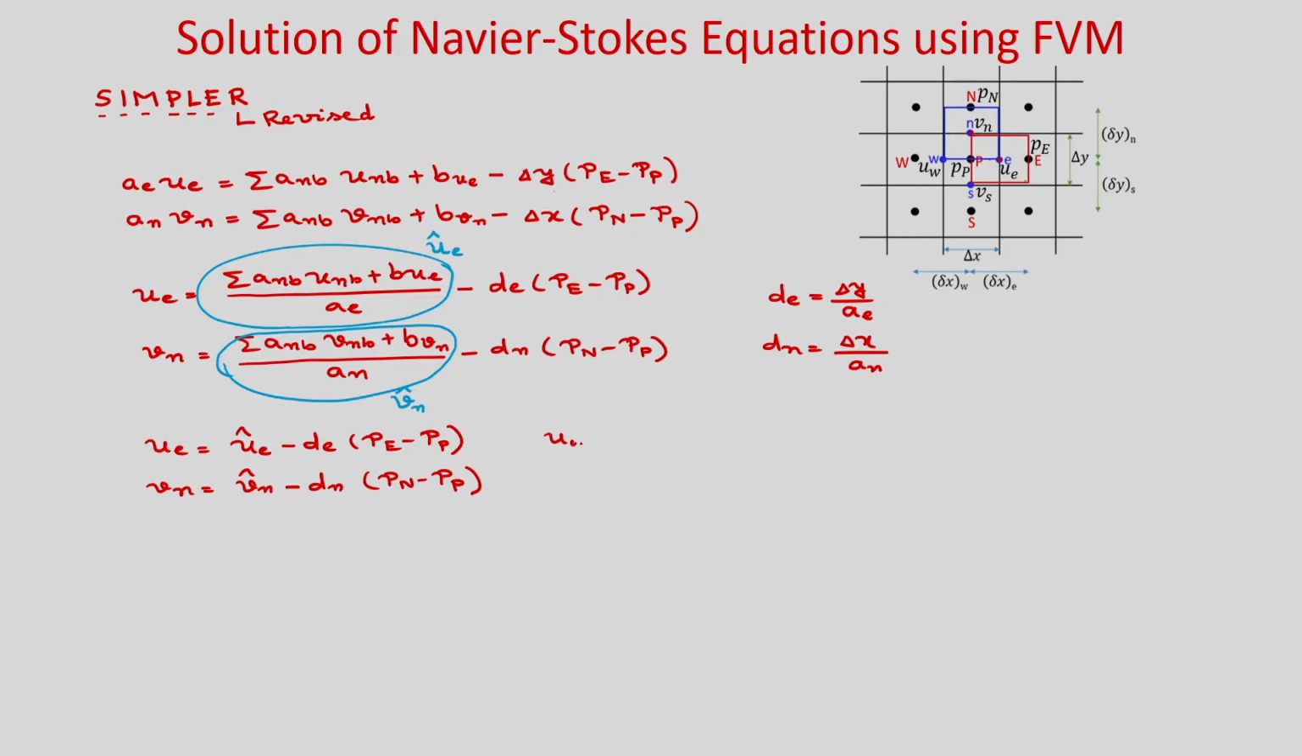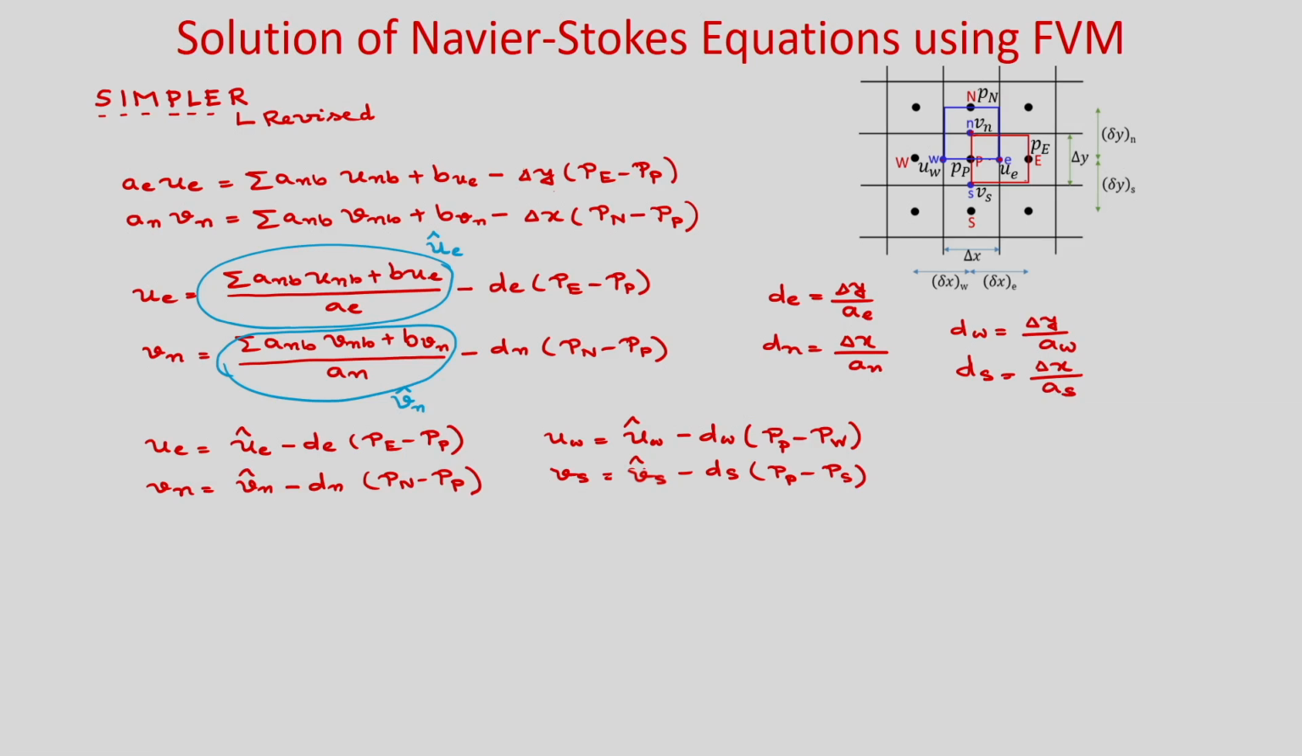So u_w is u_w hat minus d_w into the pressure gradient. For the west face the pressure gradient is P_P minus P_W. For v_s, the pressure gradient for this south face is P_P minus P_S, where d_w is delta y by a_w, and d_s is delta x divided by a_s.